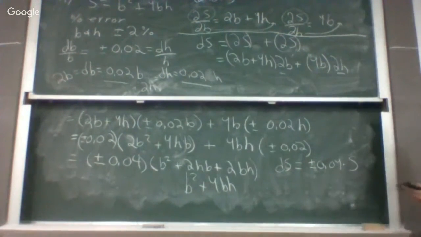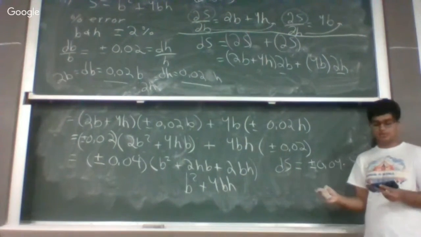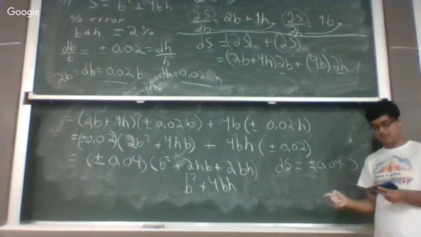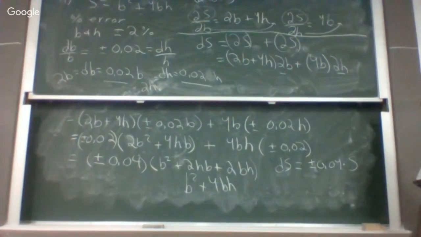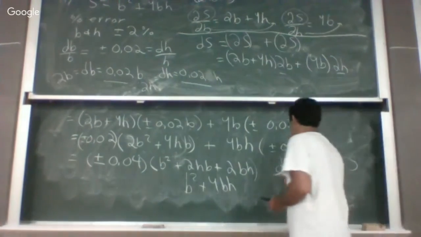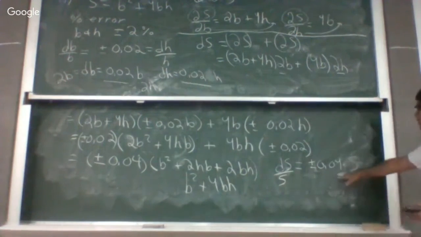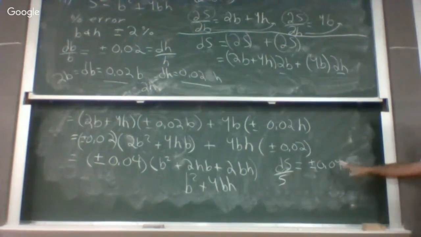What did you guys put in? We want ds over s because we want to know the percent error that the surface area can be approximated with. We divide by an s. So then our answer is plus or minus 0.04 or 4%.